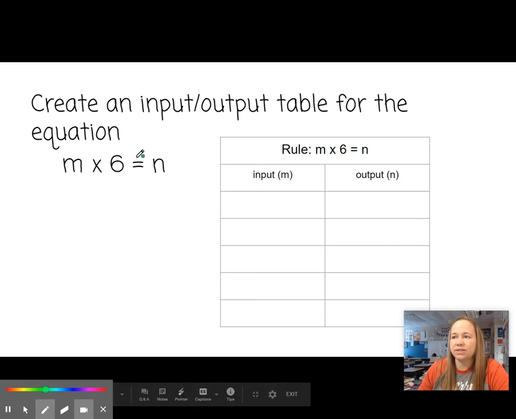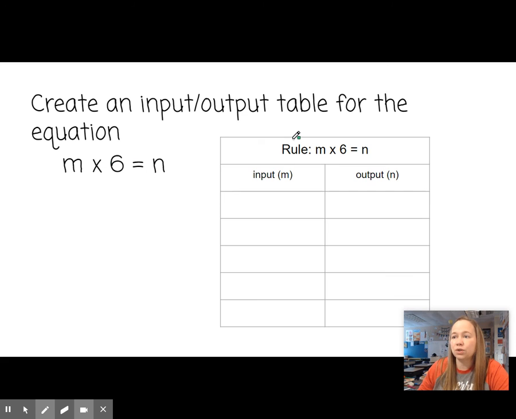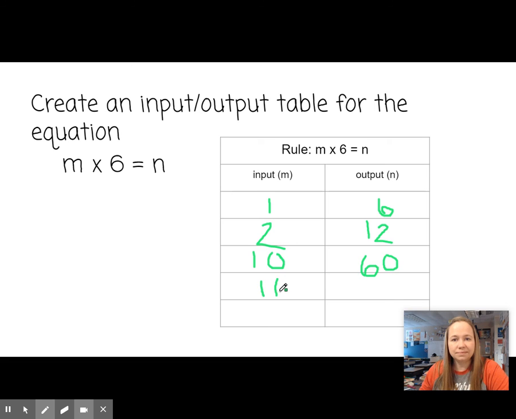So here we have an equation that is m times 6 equals n. So the rule here is m times 6 equals n. If I input 1 times 6, my n will be 6. What if I do 2 times 6 equals 12? What if I did 10 times 6 equals 60? Let's do 11 times 6 is 66. You got it. What if I did 100?